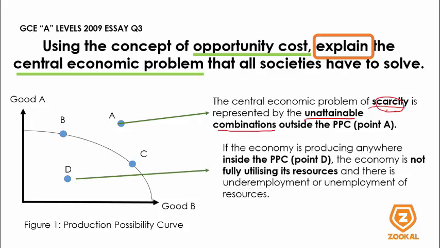Point D, on the other hand, is operating inside of the PPC. This means that the economy can actually produce the combination of goods and services here. However, it means that the economy is not fully utilizing its resources because it is not producing on the PPC. It's producing inside of the PPC. This means that there is underemployment or unemployment of resources. For example, certain workers that have the ability to enter the workforce are actually not working. They are lying around being unemployed. So this constitutes unemployment and underemployment, causing the economy to be producing below its productive capacity.